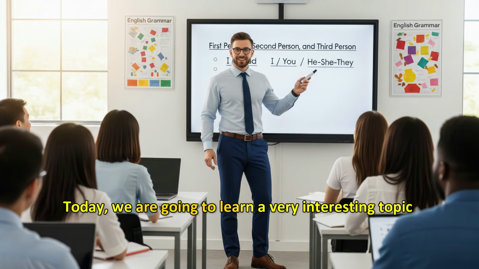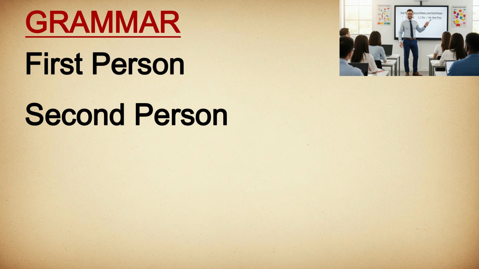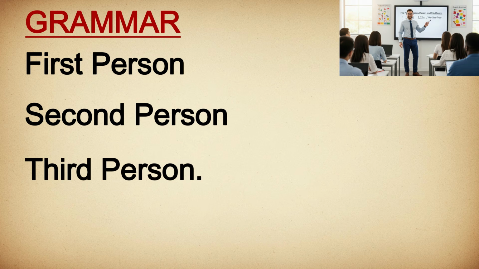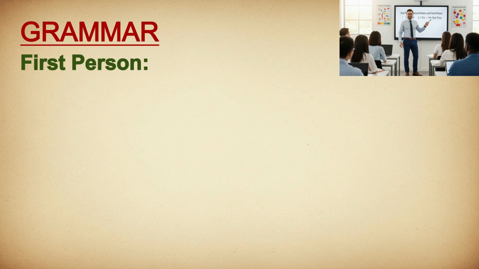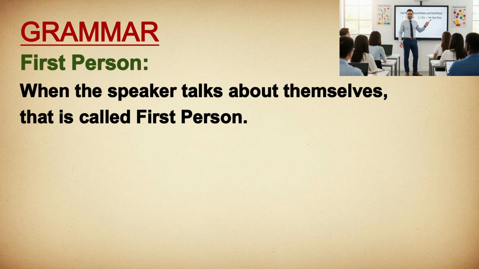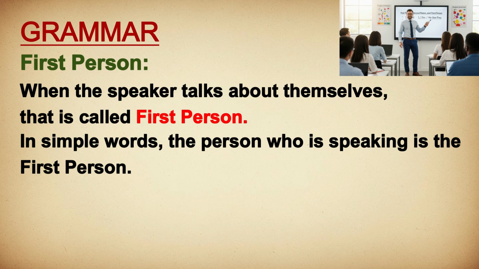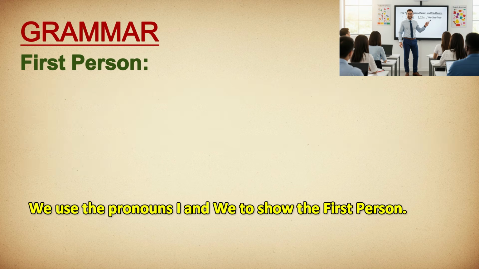Today, we are going to learn a very interesting topic: first person, second person, and third person. Let's begin. First person. When the speaker talks about themselves, that is called first person. In simple words, the person who is speaking is the first person. We use the pronouns I and we to show the first person.